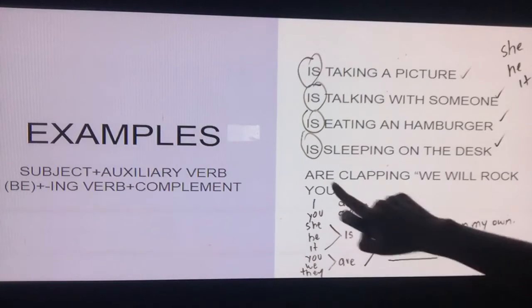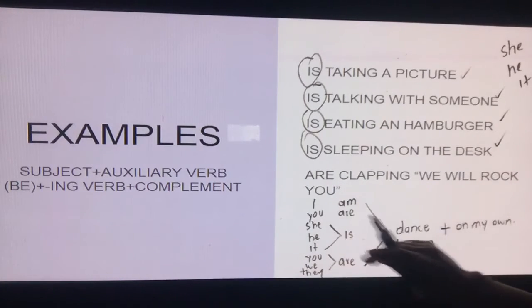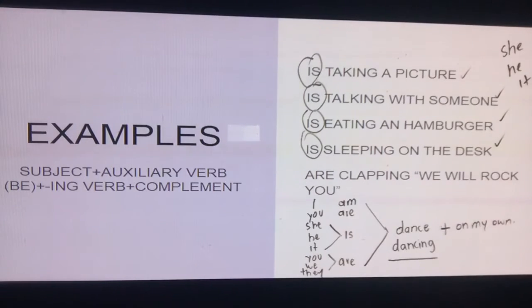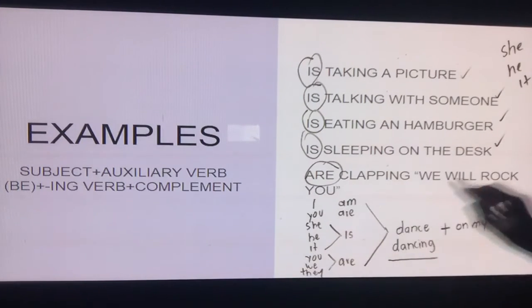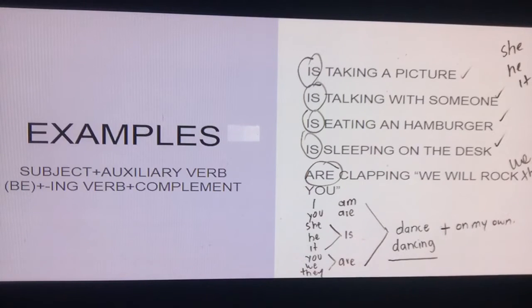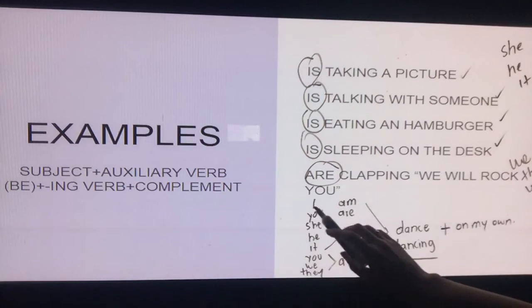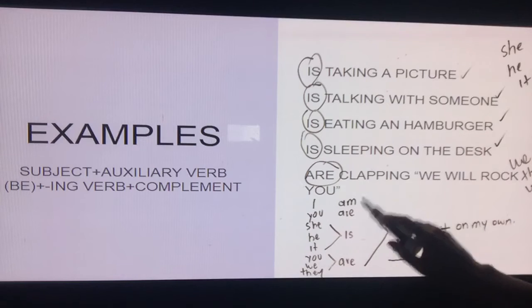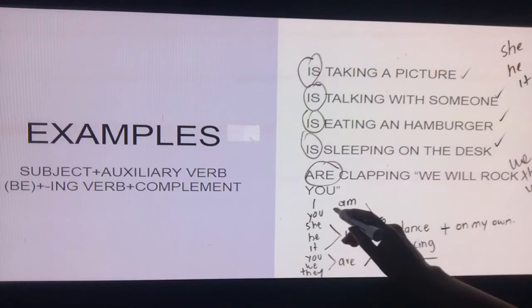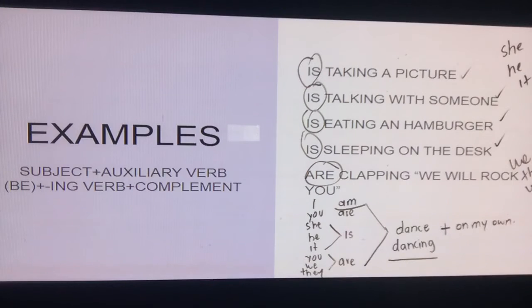Okay? And with the last one, we have are clapping, we will rock you, which you already know that we might be using we, they, or you, right? So we are clapping, we will rock you, they are clapping, we will rock you, or you are clapping, we will rock you. Any of those will be just fine. And same with this one, I am dancing on my own. That will be another way for you to use the verb to be in this type of sentences.